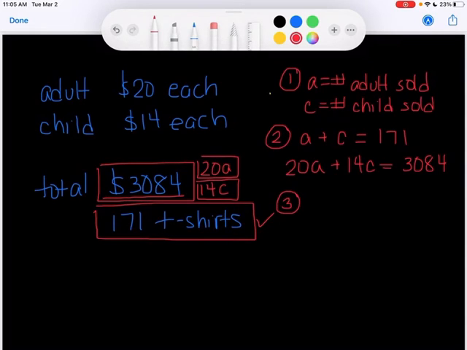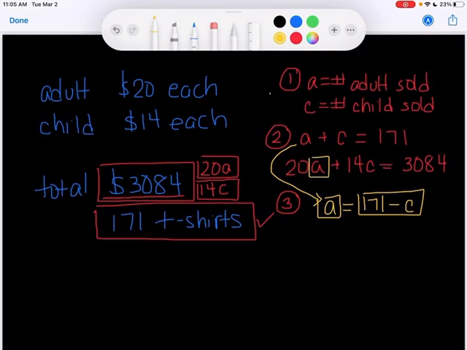So I'm going to solve this using substitution. I'm going to solve this one and get A by itself by subtracting C. So that would be A equals 171 minus C, or negative C plus 171. It doesn't matter. And then in the other equation right here, I'm going to replace that A with 171 minus C. So I end up with 20 times (171 minus C) plus 14C equals 3,084. And now I can solve this.